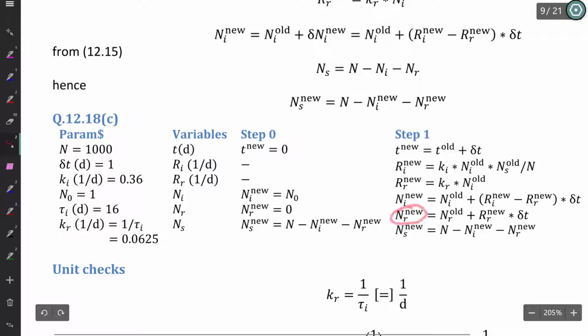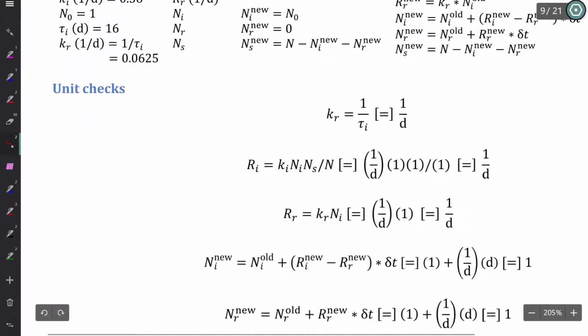The new number recovered is this, and it's equal to the old number plus the new recovery rate, the one which we just calculated, times the time step, and then the bookkeeping equation which we already talked about. You're expected to do unit checks.